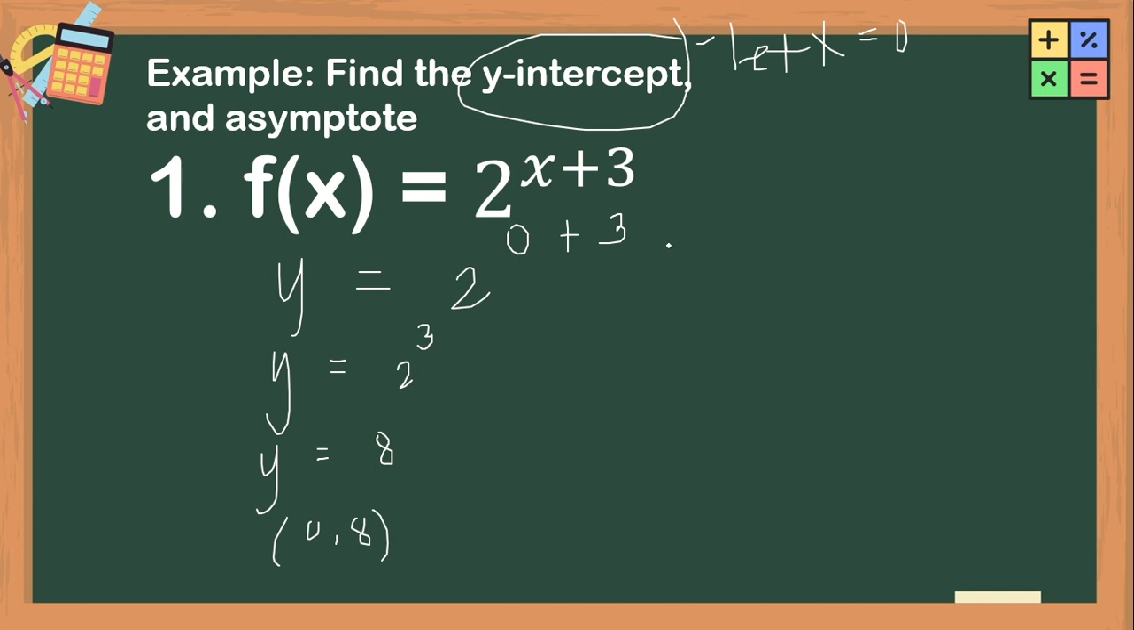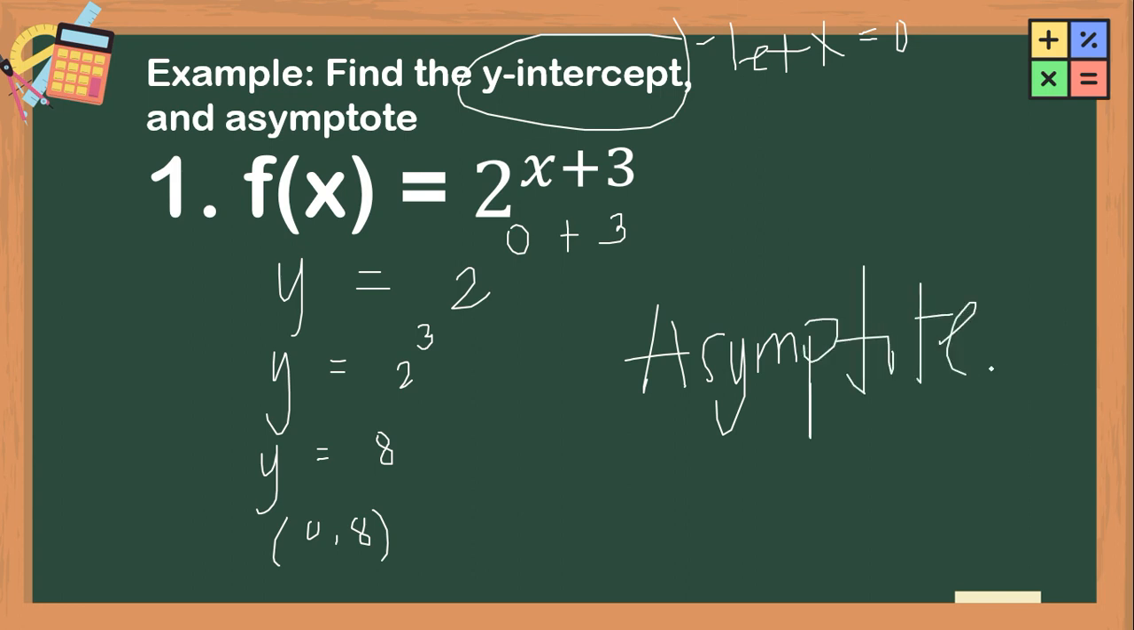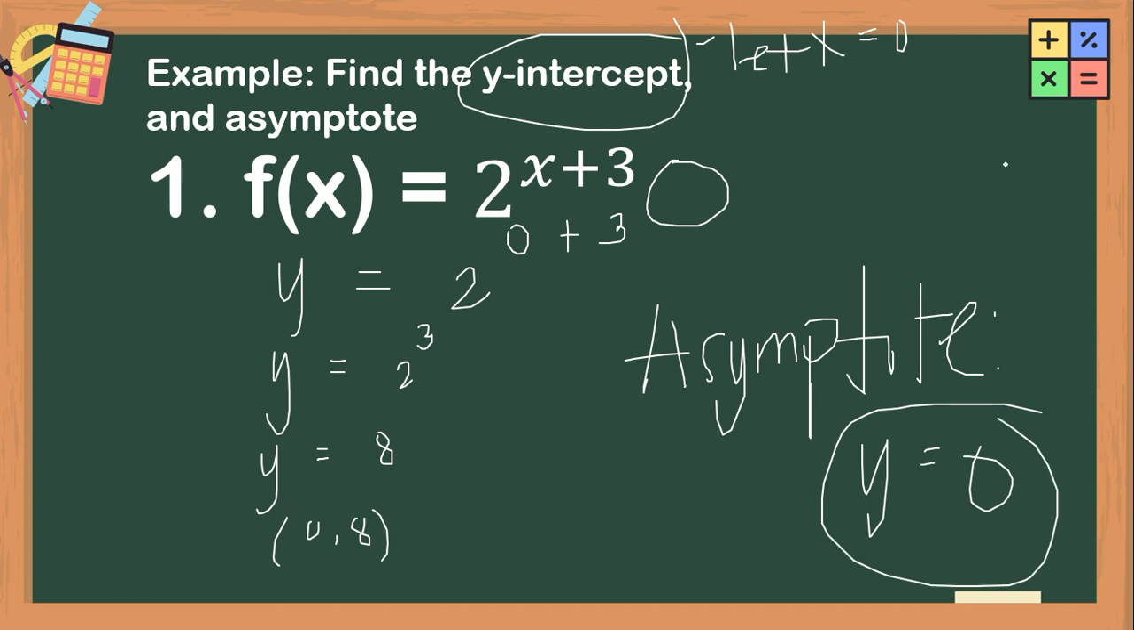So, asymptote naman. Yung asymptote natin, anong shortcut? May nakikita ba kayong constant numbers sa 2 raised to x plus 3? Meron o wala? Constant, ha? When say constant, wala siyang kasamang exponent, wala siyang kasamang variable. Wala po. Okay? So ganun yung shortcut natin. So, y is equal to 0. Automatic po na 0.